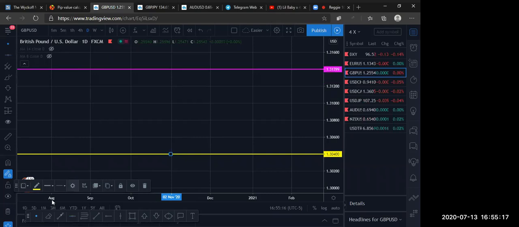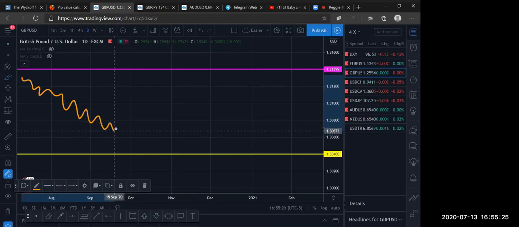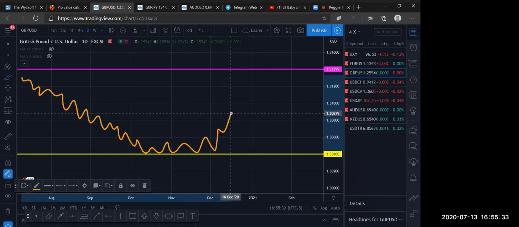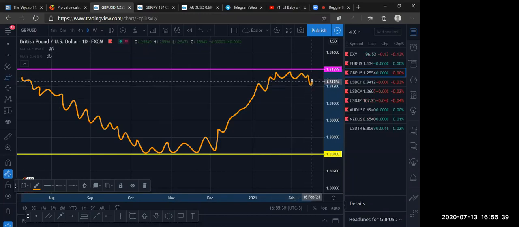So let's say we got price, right? Let's assume this orange line is price. We're going down. You see we're making lower lows, lower highs, and then we come down to this line right here. And then you start bouncing off that line. And then eventually you start hitting up, and then you hit this purple line and you do the same thing. And then you come back down to the yellow line and you rinse and repeat, rinse and repeat, rinse and repeat.